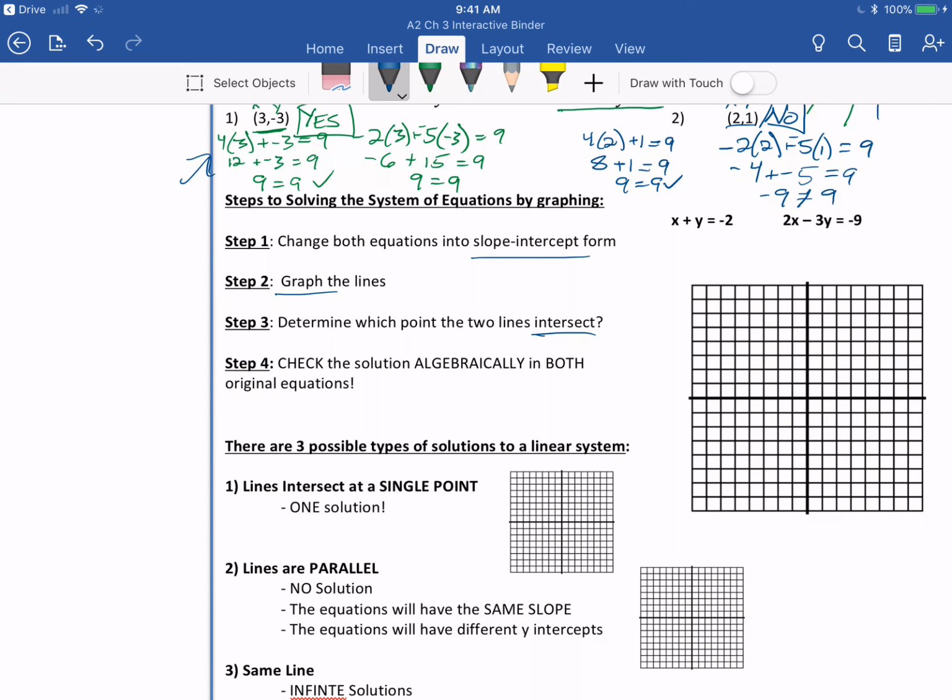We've got to get these into y equals mx plus b. So I have to get y all by itself here. I've got to subtract the x. So now I get y equals negative x minus 2. All right, that's in y equals mx plus b.